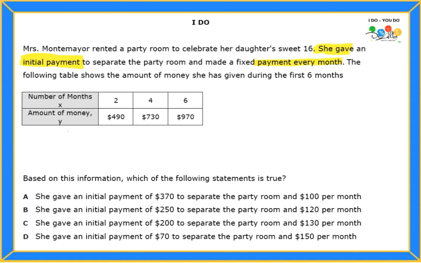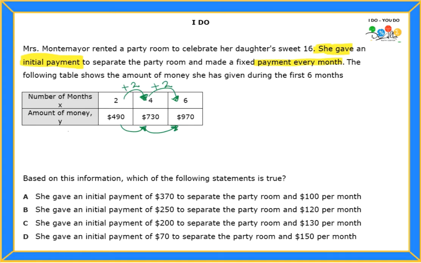So, for example, how do I go from a 2 to a 4? Well, I hope you're thinking about adding a 2. And then from a 4 to a 6, you are adding a 2. Is that correct? Okay, what about on the amount of money? How do I go from $490 to $730? And then from $730 to $970.